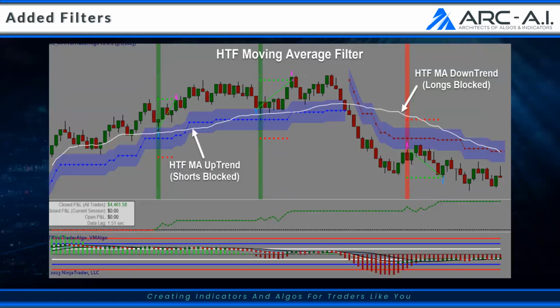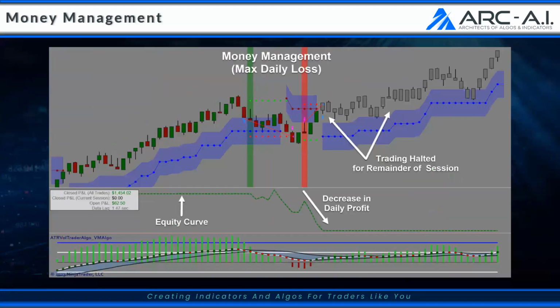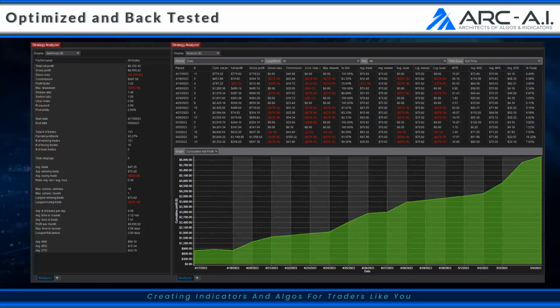What about filters? You want directional filters. We've got a moving average filter, right? You want to trade just above the moving average? You can do that. It's already built in, just like any of the other algos that you've seen from us. Of course, money management. He who fails to manage the money loses his funded account. Here it'll stop trading when you hit max daily loss or max gains or high watermarks and trails. All that stuff's built in. Optimized, back tested, so on, so on.